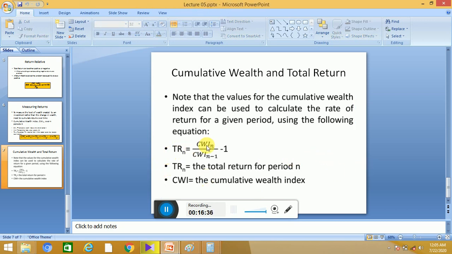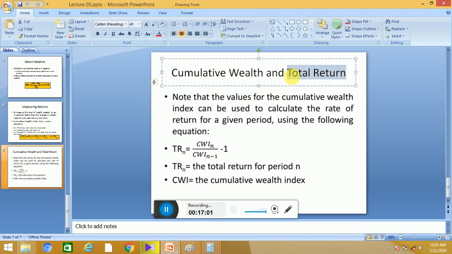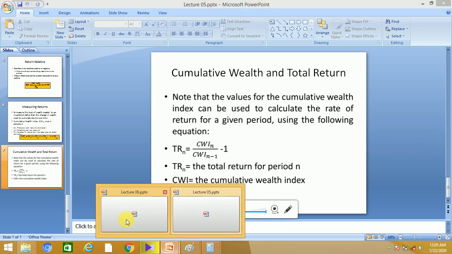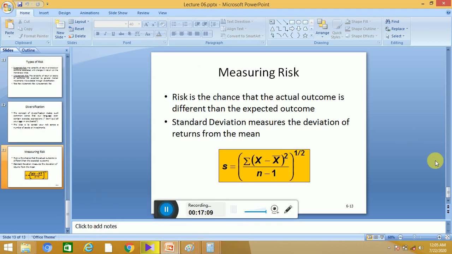So total return is cumulative wealth index n divided by cumulative wealth index n minus 1, means the beginning. So total return for period n, CWI, the cumulative wealth index. So this was about calculating total return for n periods of time. This is the end of this chapter. We're going to start lecture 6.